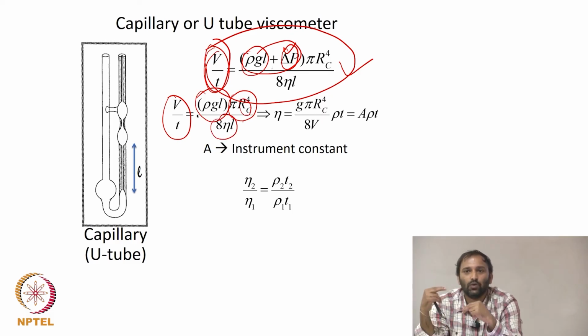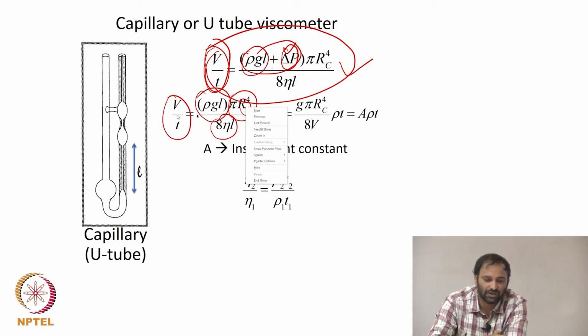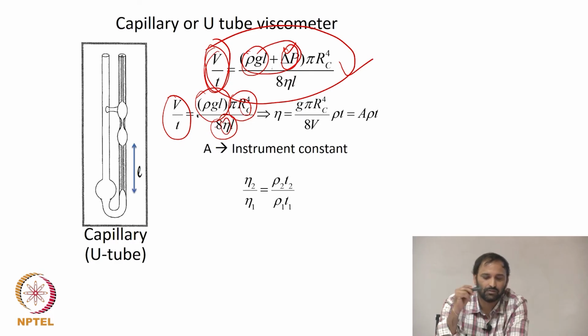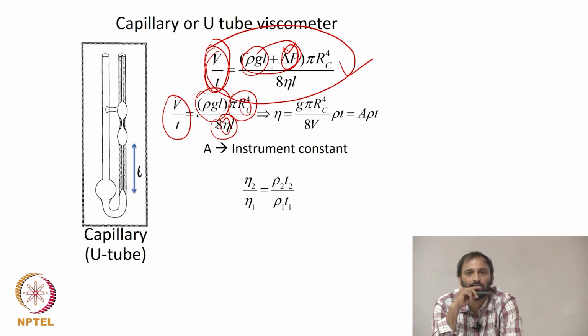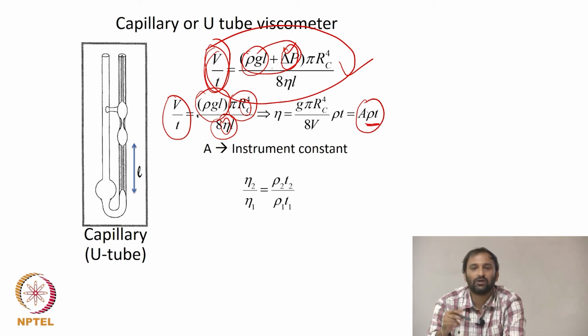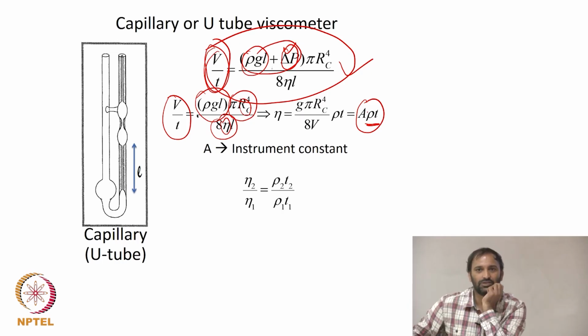If I know the length of the capillary and its diameter, and I have a way of measuring the flow rate, I can substitute all of this and get your viscosity. What people typically do is express this as some instrument constant times rho times t. If I have two fluids, I can calibrate my instrument and get the instrument constant.